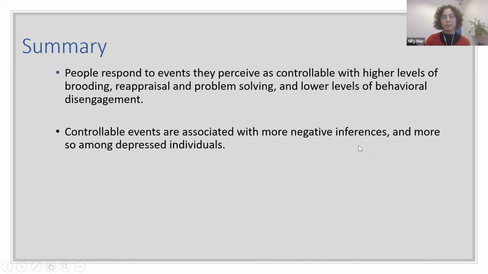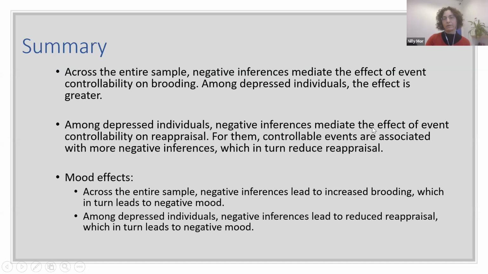So to summarize, people respond to events they perceive as controllable with higher levels of multiple forms of emotion regulation. They engage in more brooding, more reappraisal, more problem solving, and less behavioral disengagement. Controllable events are associated with more negative inferences, and more so among depressed individuals. Across the entire sample, we found that negative inferences mediated the effect of event controllability on brooding, and this is especially strong for depressed individuals. Negative inferences mediated the effect of event controllability on reappraisal only among depressed participants. For them, controllable events are associated with more negative inferences, which in turn reduce their use of reappraisal.